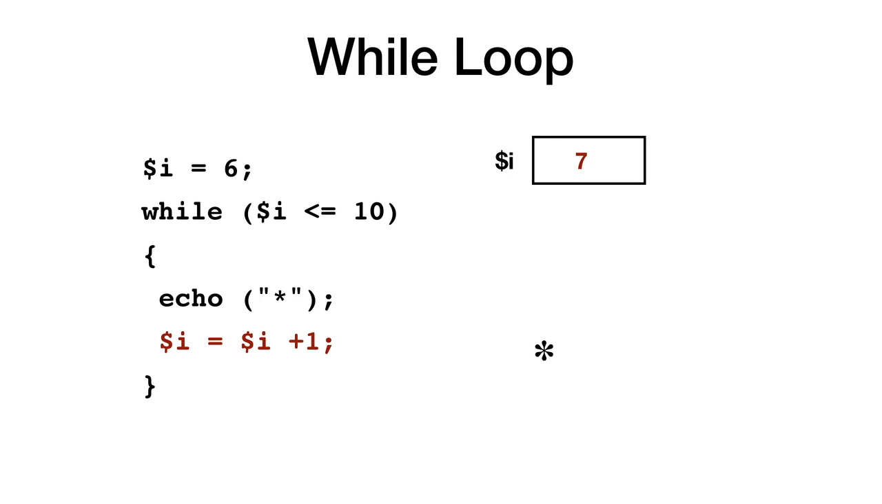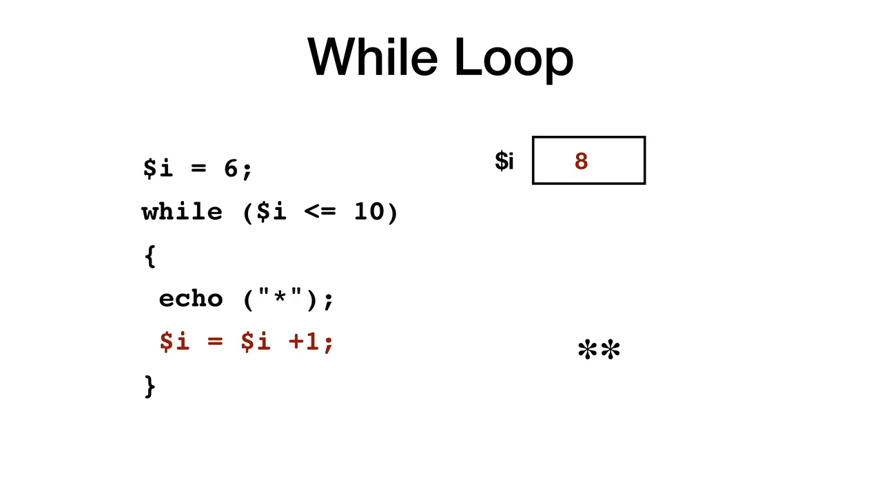And so we come out of the loop and we go around again and look at the test. The question now is: is I less than or equal to 10? If that's true, we'll go into the loop. If it's not true, we'll jump over it. Is that true? Well, yes, it's true. So we're going back in. We say echo star, and we have another star there now. And we say I gets I plus 1. So now I is 8.